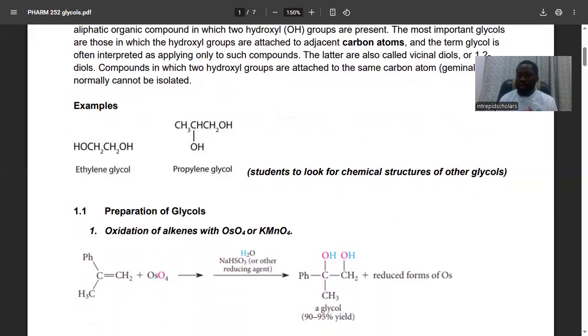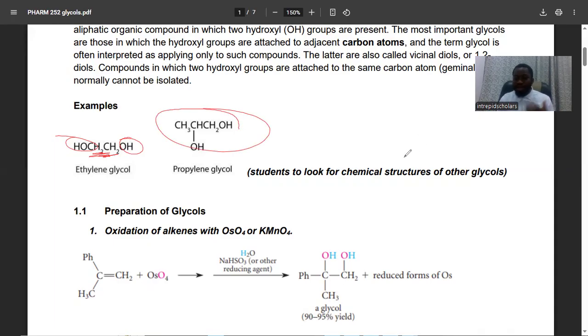Examples. So they have given us the two most important examples that we will come across in practice. The first one is ethylene glycol, because it has the normal ethylene group, like normal ethene, and then we have substitution of two hydroxyl groups. Very simple. The next most important one that we'll meet is propylene glycol. So this is the structure of propylene glycol. We have to know the structure.